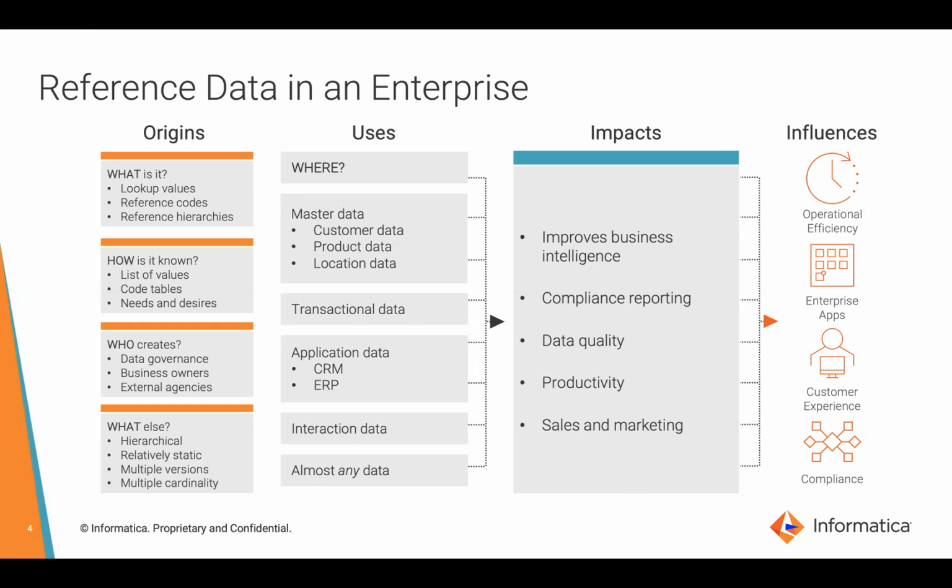Also, reference data is fairly static in nature, and that's why organizations have made the mistake of managing their reference data using Excel sheets. Where exactly is reference data used? Enterprise applications use it to classify and categorize your product or customer data, supplier information, or location data. It can also be used as drop-down or code values in your CRM or ERP applications. So almost any data in an enterprise can be called reference data.